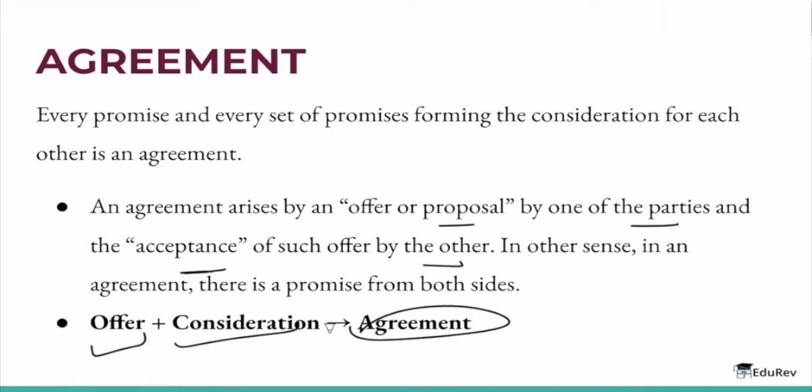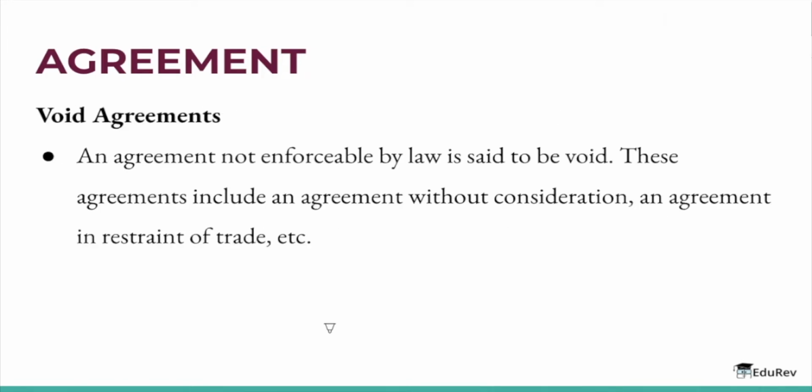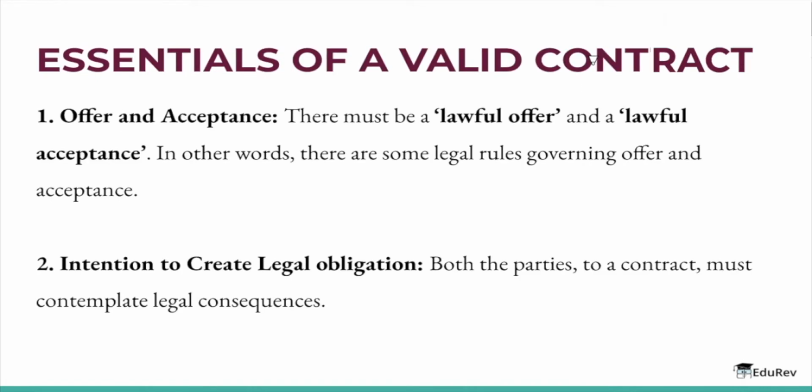Now let's understand what a void agreement is. An agreement not enforceable by law is said to be void. These agreements include an agreement without consideration, an agreement in restraint of trade, etc. Now, what are going to be the essentials of a valid contract? The first is offer and acceptance. There must be a lawful offer and a lawful acceptance. In other words, there are some legal rules governing offers and acceptances as well.